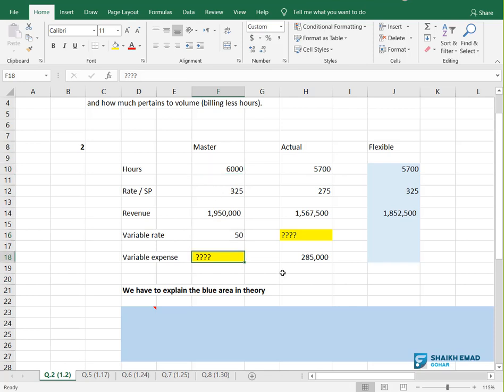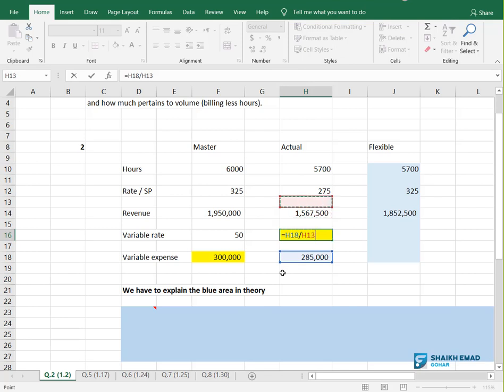How much will come here? Getting it? If I multiply the rate with the number of hours, I should get the variable expense, master. How much? 300,000. Okay? What about this one? Can I get the actual rate? Very simple. I can take this variable expense and divide it by the number of hours. I got to know that the actual rate is also 50. Got it? Everyone? Please write yes in the chat box if you are getting the point.